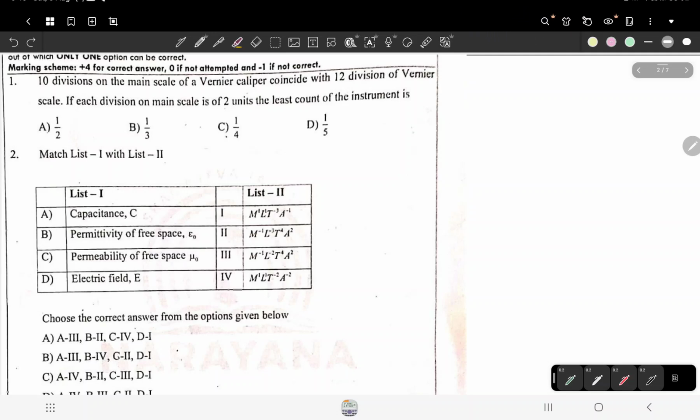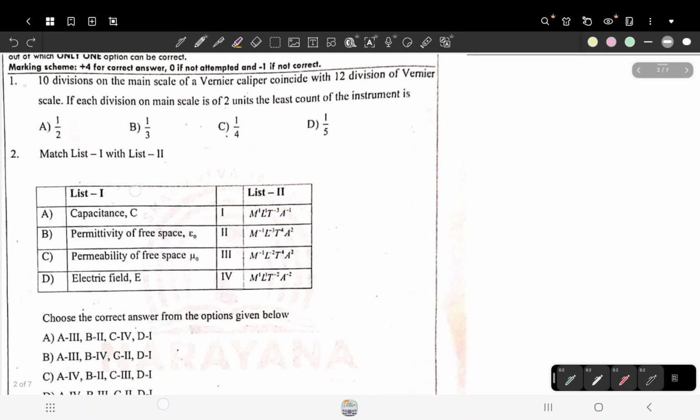So the first question is: there are 10 divisions on the main scale of a Vernier calipers which coincide with the 12 divisions of the Vernier scale. If each division on the main scale is 2 units, then we have to find out the least count.